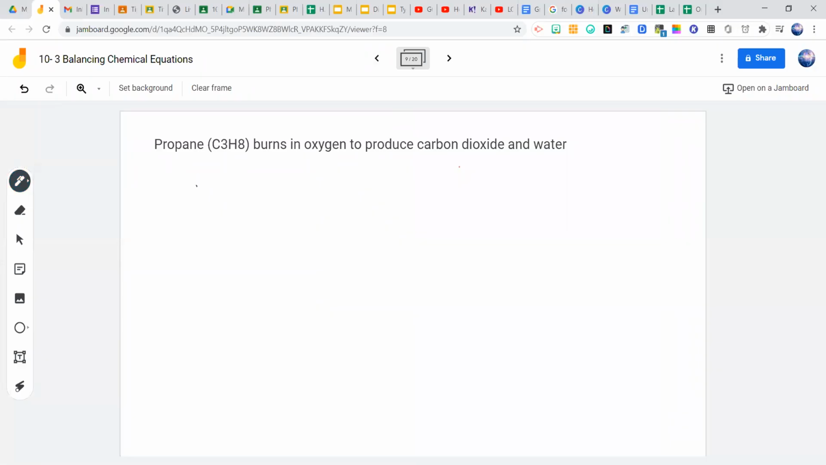Propane, they gave it a formula because of course you don't reach organic chemistry as yet. So C3H8 burns in oxygen. Propane, this is what is in your cooking gas cylinder, you hear? So when you're cooking on the stove, if you have a gas burner, this is what is burning and producing that wonderful flame for you to cook.